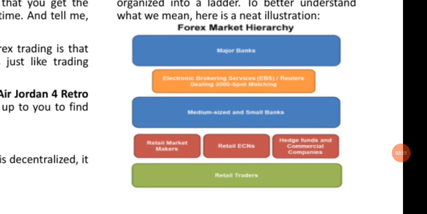We have the retail traders. Then we have the retail market makers, retail ECNs, hedge funds and commercial companies. Next, we have the medium-sized and small banks. We have electronic brokering services, the EBS, Reuters Dealing 3000 Spot Matching, and then we have the major banks. This is the market and the hierarchy.